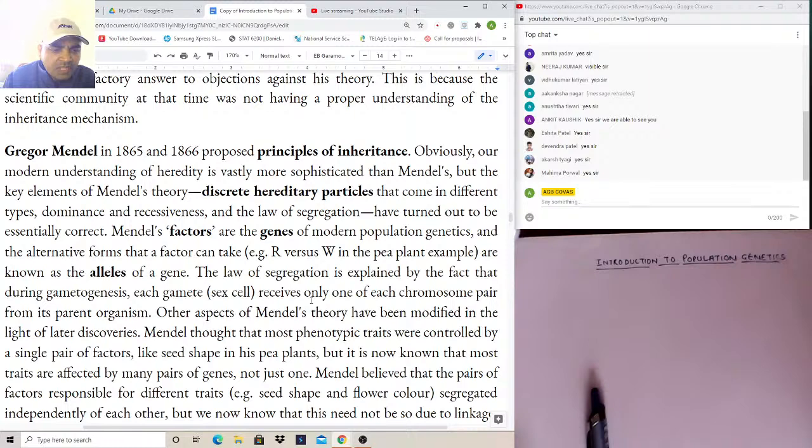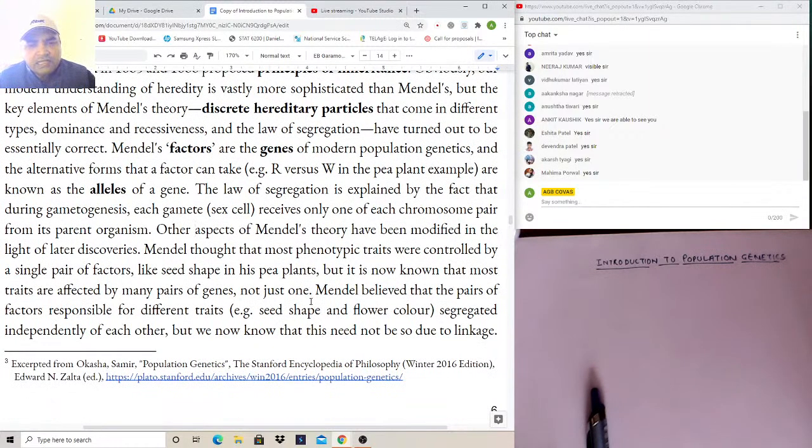Right? Now, the law of segregation is explained by the fact that during gametogenesis, each gamete cell receives only one of each chromosome pair from its parent organism. Now, other aspects of Mendel's theory have been modified in the light of later discoveries. So, many of the aspects Mendel has given have been modified. Say, for example, linkage is there, epistasis is there.